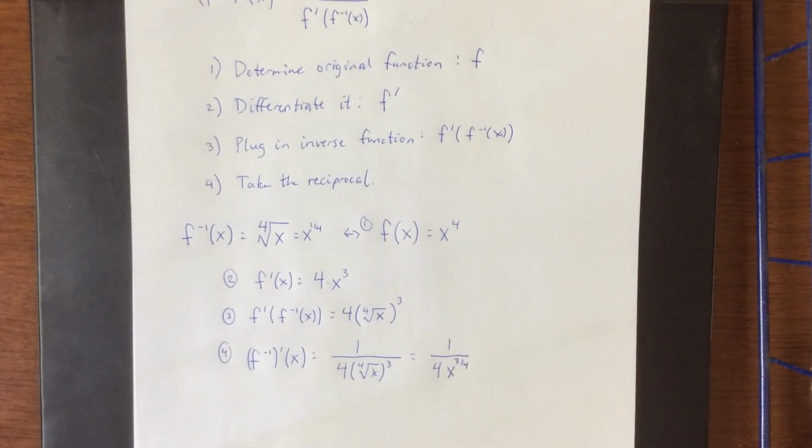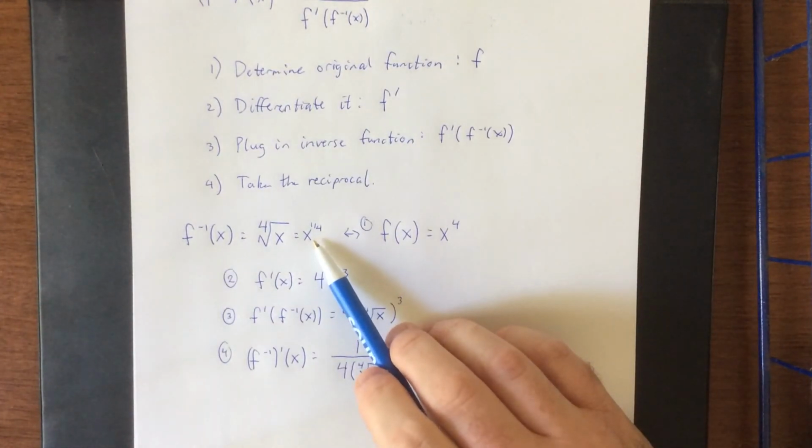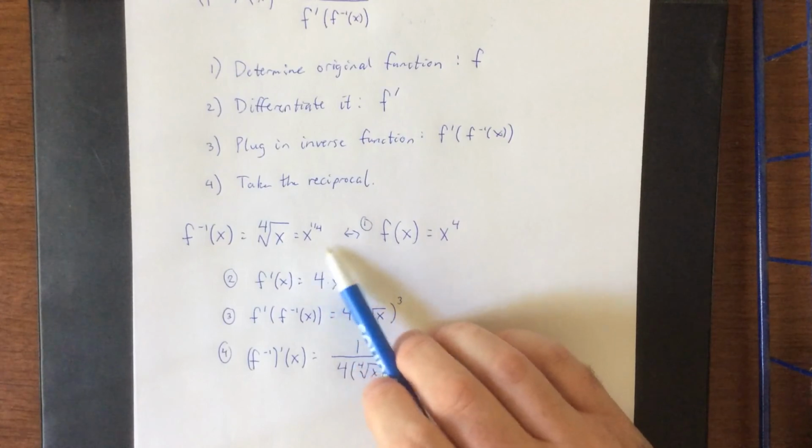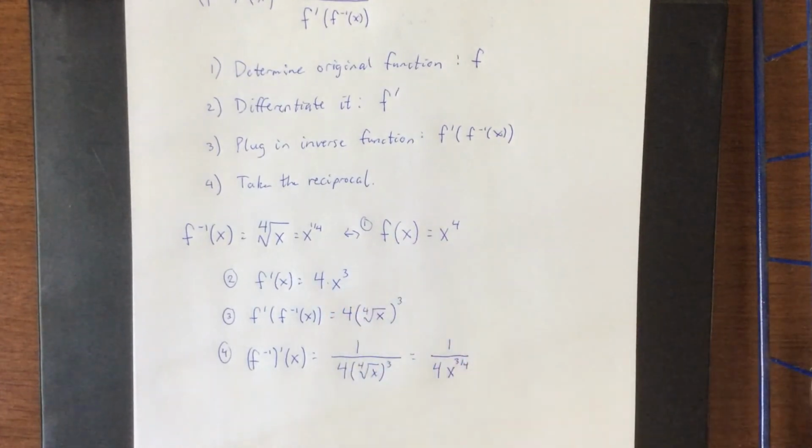So one thing that the derivative of an inverse function does is it validates that you are allowed to take the derivative of any power, regardless of whether it's a fraction, a negative number, irrational, doesn't really matter. The power rule works for any power.